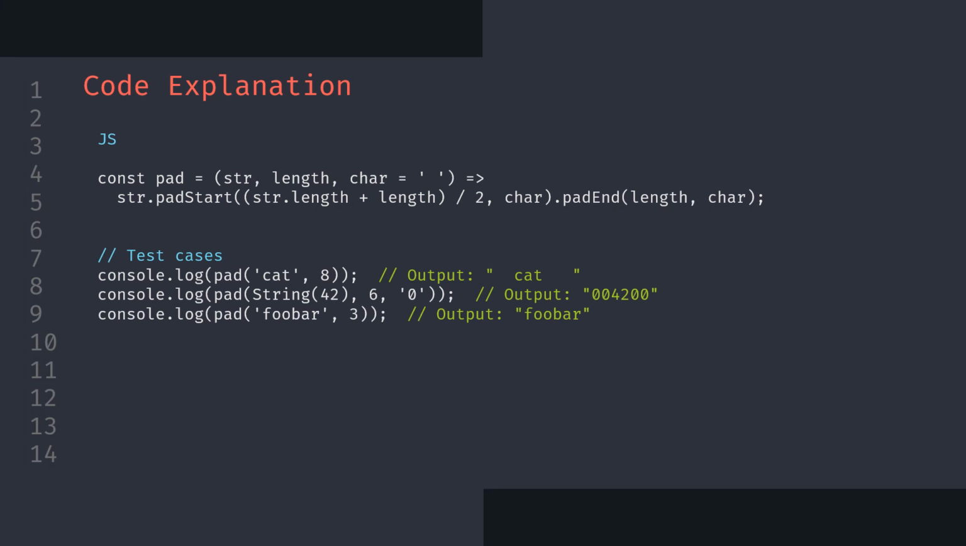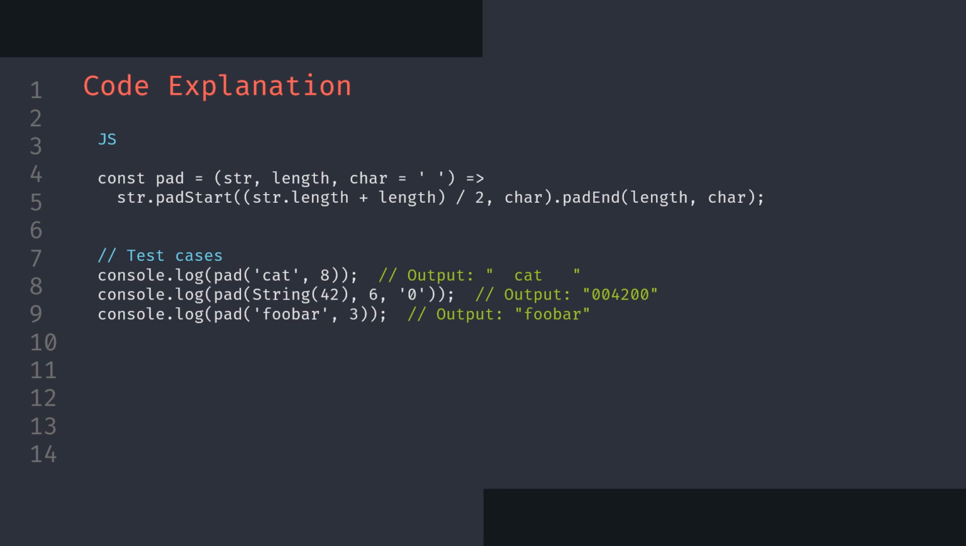Here's the JavaScript code for our solution. The function pad takes three arguments: the string, the desired length, and the padding character. By default, it is a space. We use padStart to add characters to the start of the string until it's halfway padded. Next, we use padEnd to complete the padding by adding characters to the end of the string. Finally, the function returns the padded string.